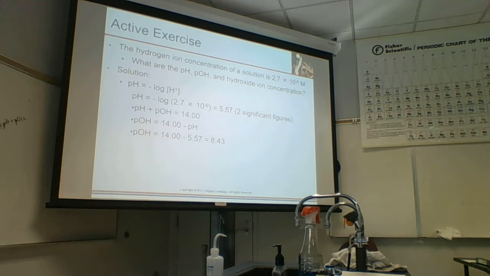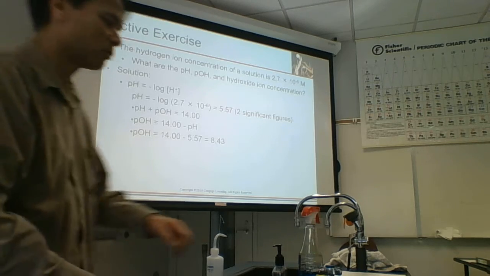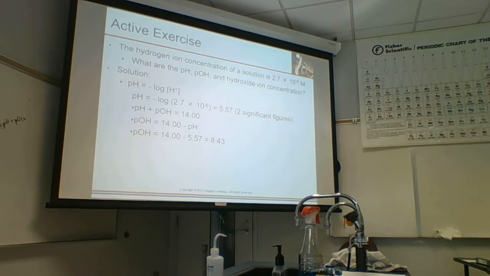What's the hydroxide ion concentration? We know what the power is. And so the hydroxide ion concentration is equal to 10 to the minus 8.43 molar. But we don't leave it like that, as the power of 8.43. We'll have to punch this out in our calculator. When we punch this out in the calculator, we're going to get 3.7 times 10 to the minus 9 molar.